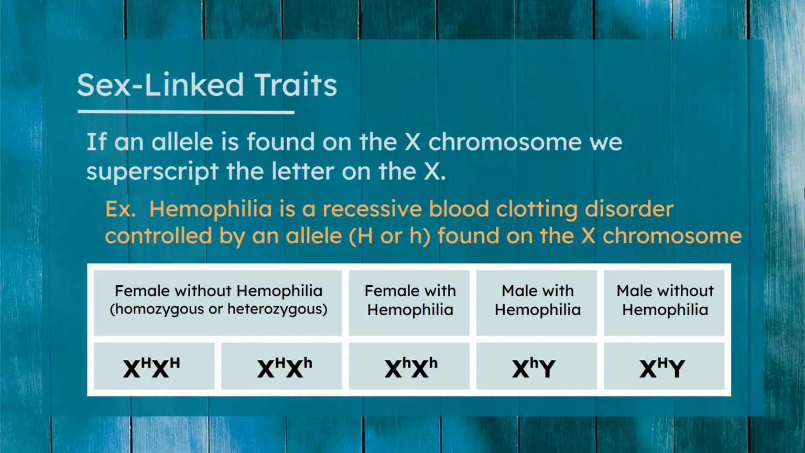And then again, just notice that for the males, we did not put an H on the Y because this gene is not found on the Y chromosome. So males actually only inherit one of these genes, whereas females, since they're XX, they inherit two copies of this gene.